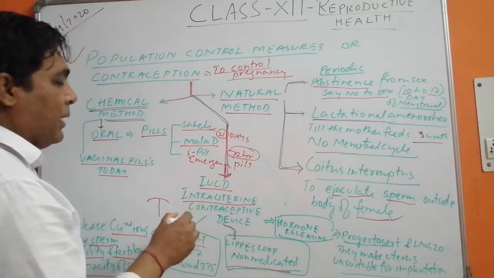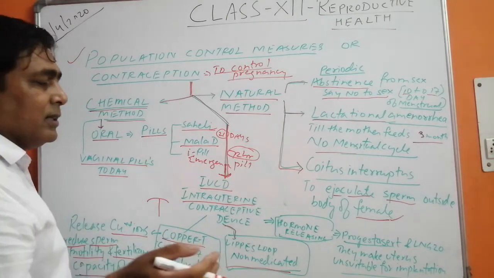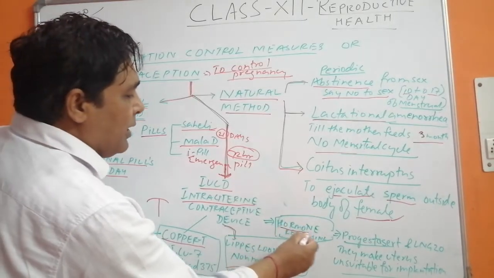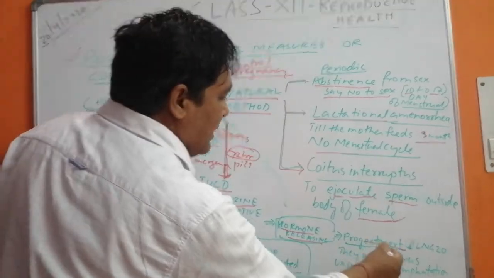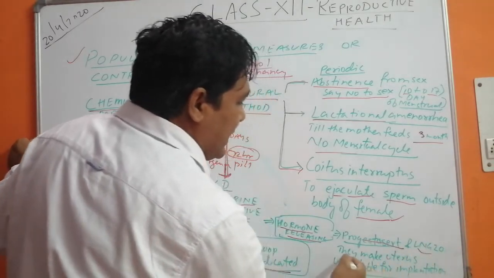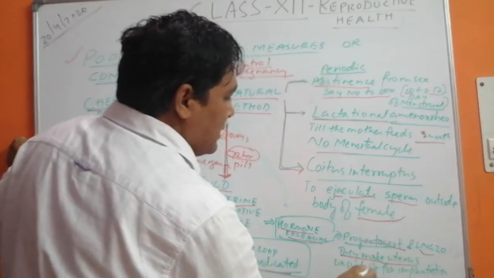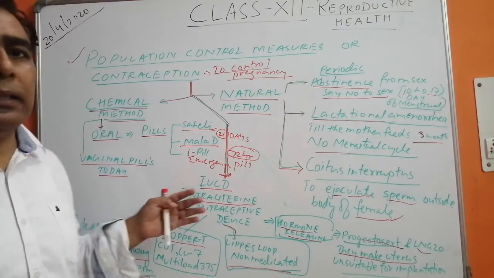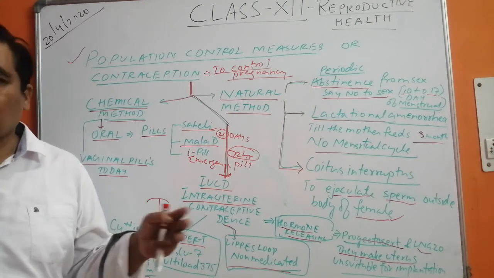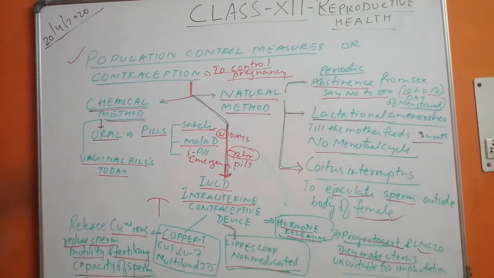There are certain implants also which are put, which we will discuss later on. Now there are hormone-releasing IUCDs, progesterone and LNG-20. They make the uterus unsuitable for implantation. Now children, we have just discussed 3 methods. There are other methods also, and we are going to discuss them here.